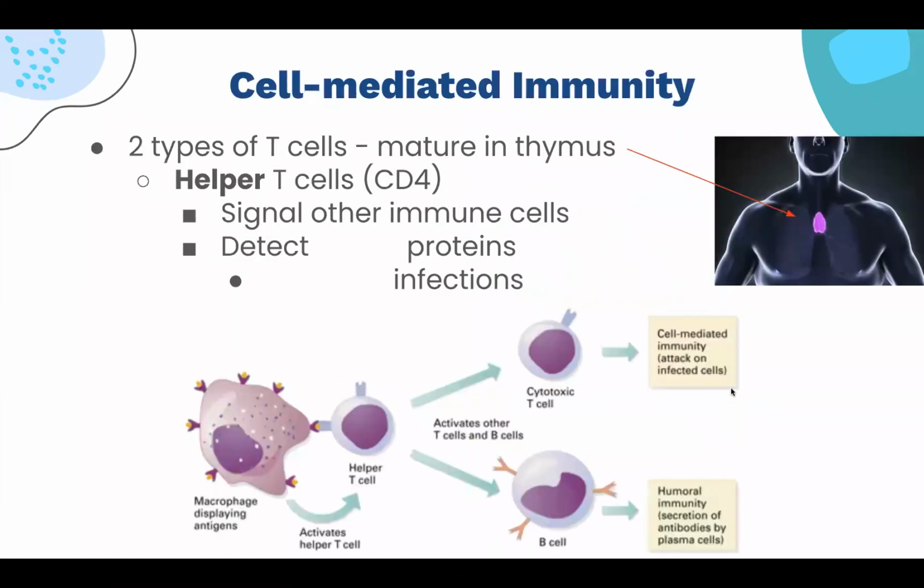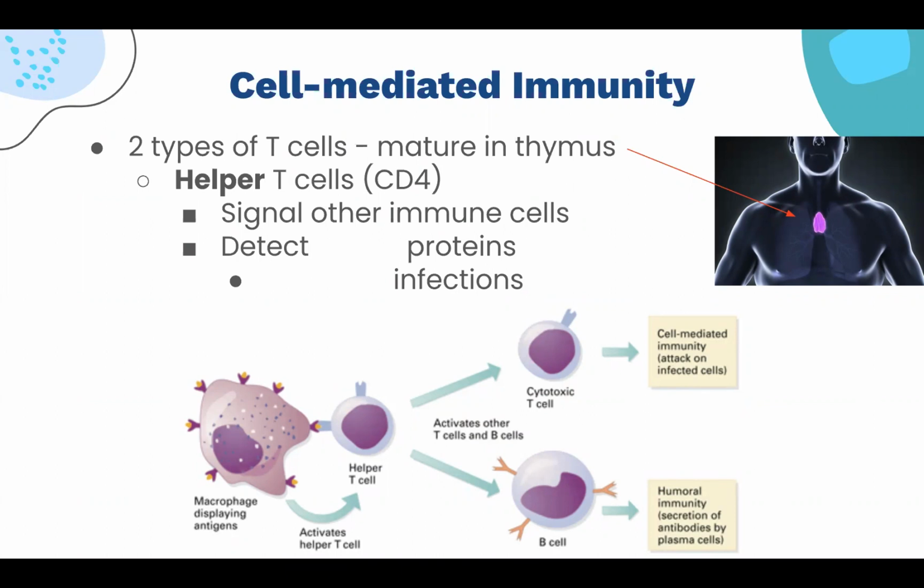All right, let's talk about cell-mediated immunity, which, like I said, includes two types of T cells, helper and killer T cells. Important fact that you have to know is that T cells mature in the thymus. I'm not an expert on the thymus. All I know is that it's where T cells go to mature and it's located here between the lungs.